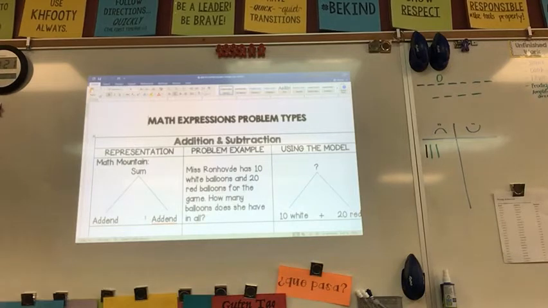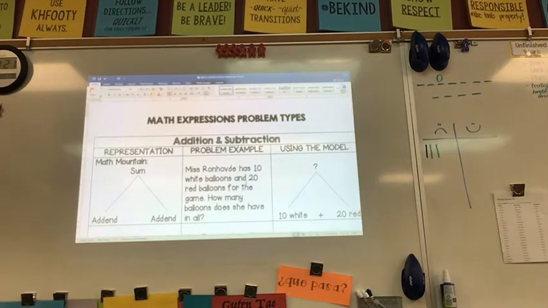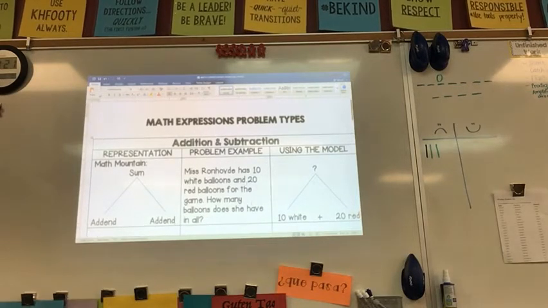Emerson. That's a math mountain. When we have an addend and another addend, and a sum or a total, that's a math mountain. So listen for some keywords, friends, in this problem. In the middle I've got a story problem, and on the right side I show how you would actually draw it for this problem.